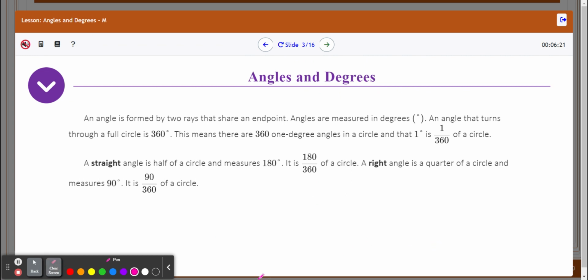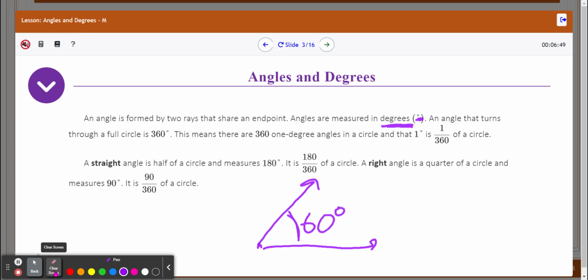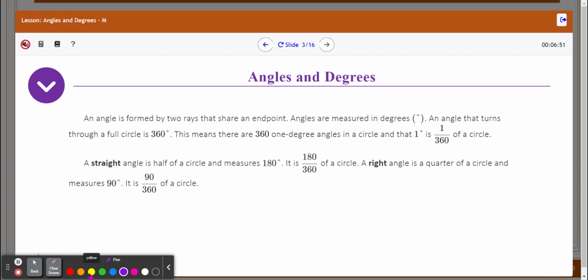Now the way we measure angles is in degrees. We say it's X amount of degrees. So for example, if you see a line here and another line there, and in the middle it says 60, and you see this little sign up here, that tells me that angle is 60 degrees. So the angle is the intersection where two lines come together, and the way we measure that is by using degrees. So how do we figure out that number, like the 60 I just drew?